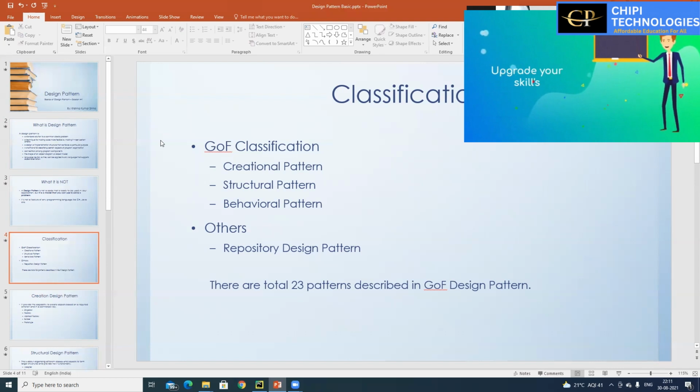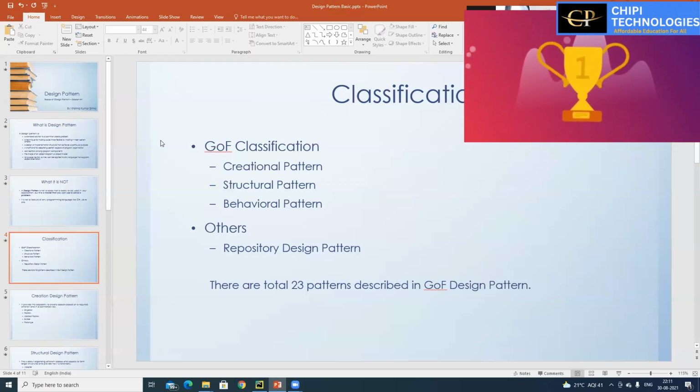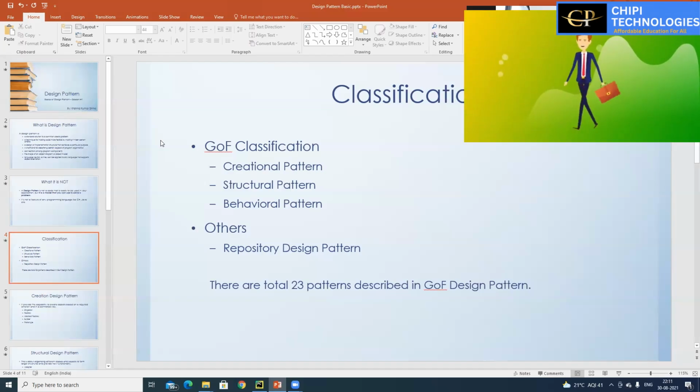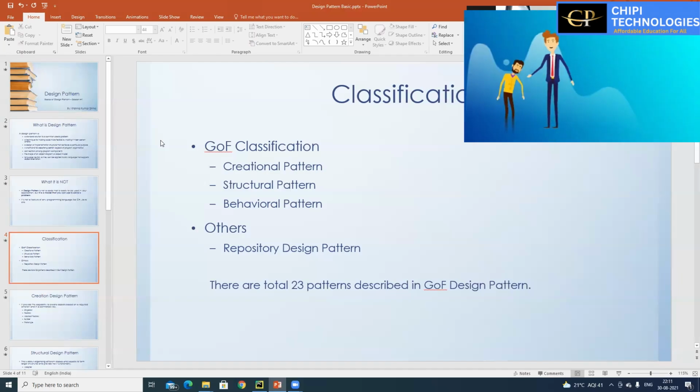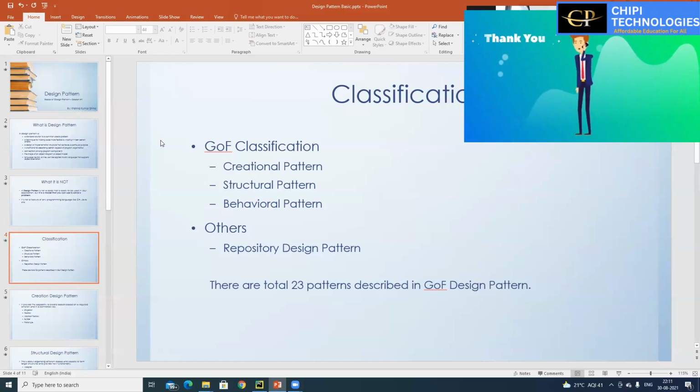This division or classification is done based on the GOF book or GOF patterns. But apart from that, there are other design patterns also. For example, I have written here the repository design pattern, and there are a lot of others. In GOF, they have given altogether 23 design patterns, and those 23 are classified into these three broad categories: creational pattern, structural pattern, and behavioral pattern.